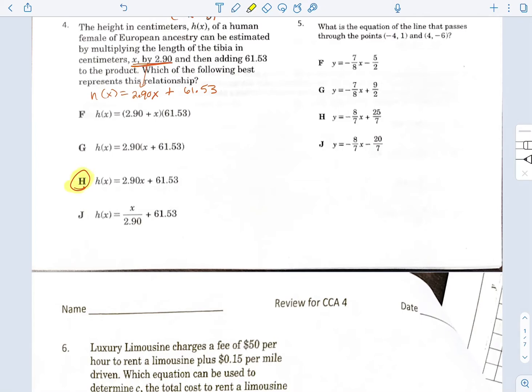All right, when we look at 5, it says, what is the equation of the line that passes through the points -4, 1 and 4, -6? Well, we have 2 points here, right? And we're looking for an equation. And we've talked about how to write an equation given 2 points. So let's do it. First, we got to find the slope, and the way we do that is by making our XY chart. So that's -4, 1 and 4, -6.